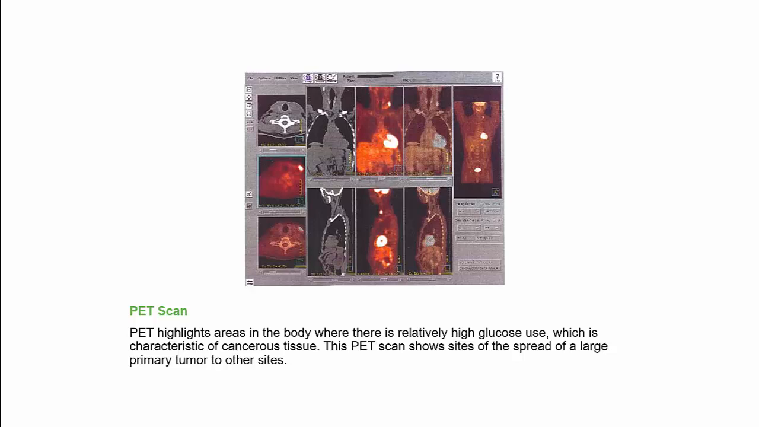And as it says here, the PET highlights areas in the body where there's relatively high glucose use, which is characteristic of cancerous tissue. And the PET scan shows sites of the spread of a large primary tumor to other sites. And PET, by the way, stands for positron emission tomography.